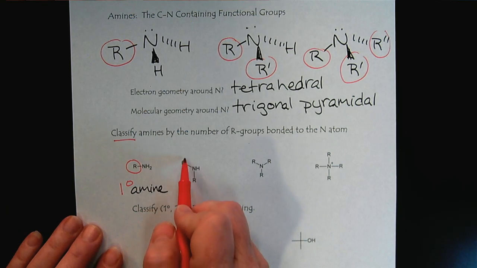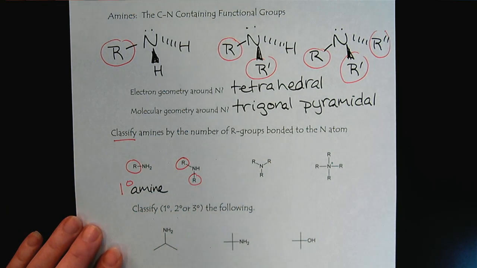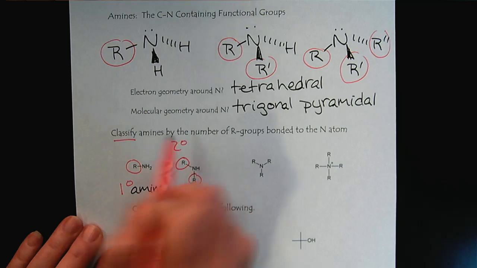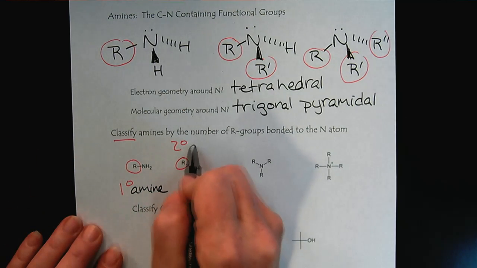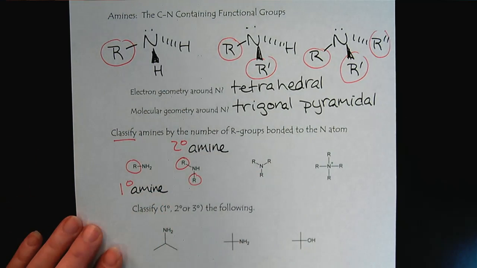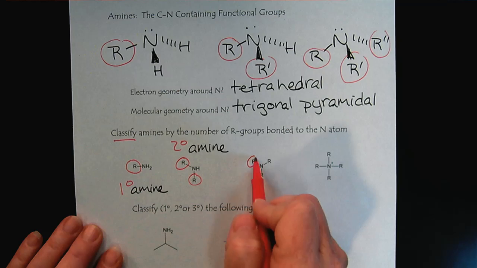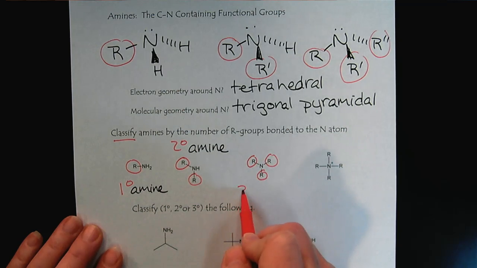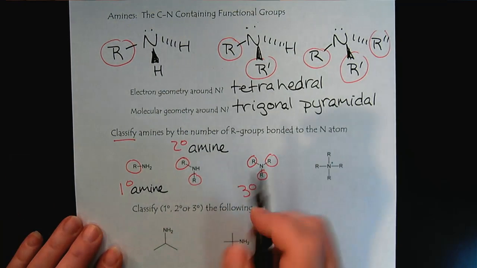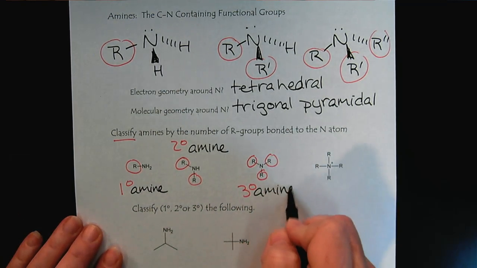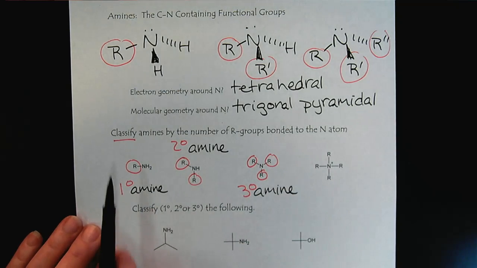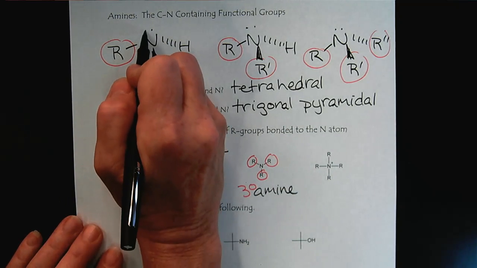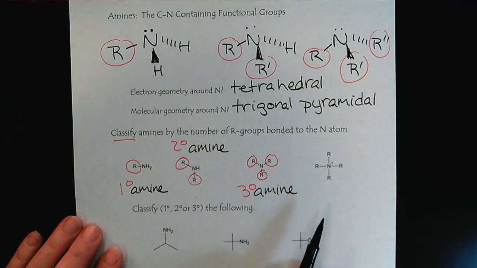If we put 2 R groups onto the nitrogen, then it's a secondary amine. And you can see where this is going. If we have 3 R groups, it's a tertiary amine. And then the lone pair on the nitrogen is able to react. We will see that in future tutorials.